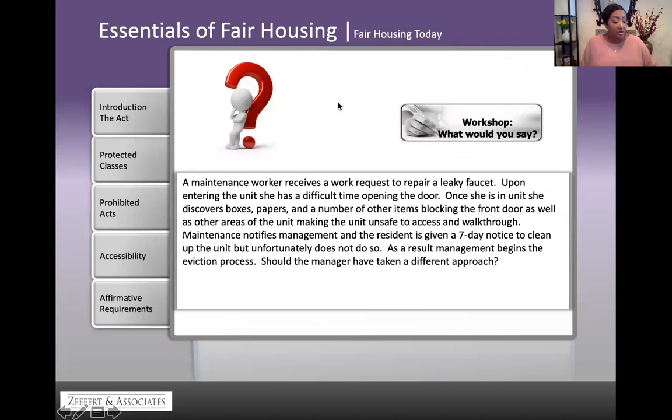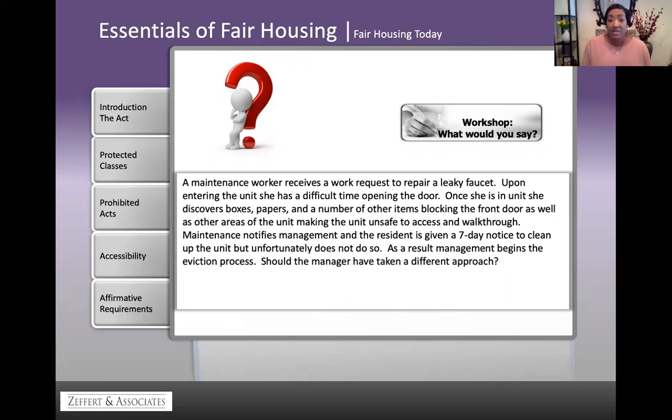Here's a workshop. Turn to page number 17 at the top. A maintenance worker receives a work request to repair a leaky faucet. Upon entering the unit, she has a difficult time opening the door. Once she's in the unit, she discovers boxes, papers, and a number of other items blocking the front door, as well as other areas of the unit, making the unit unsafe to access and walk through.